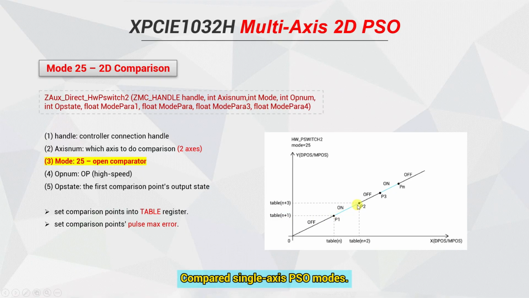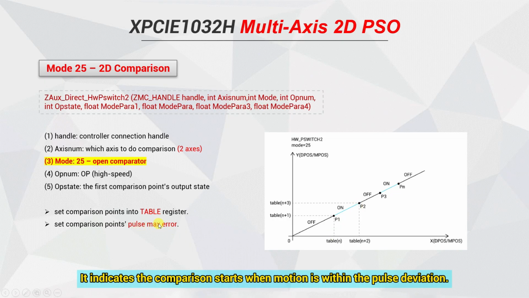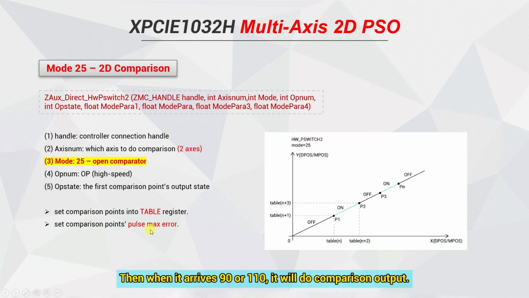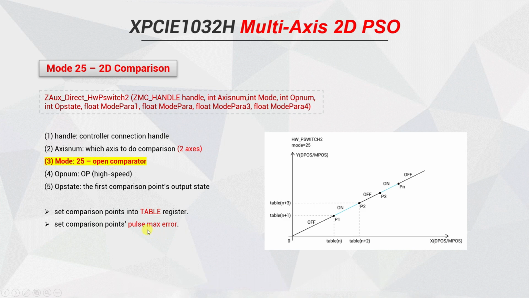Compared to single-axis PSO modes, there is one new parameter needed: the pulse deviation. It indicates the comparison starts when motion is within the pulse deviation. For example, set it as 10. The comparison position is 100. Then when it arrives at 90 or 110, it will do the comparison output. Please note to select two axes.